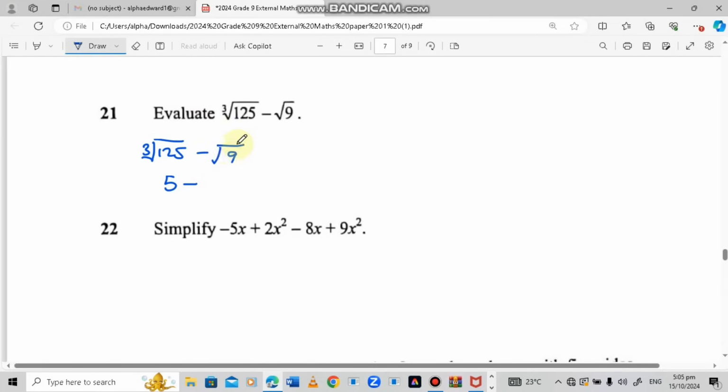Then minus the square root of 9. What is the square root? The square root is a number or a factor of this number that is inside here, such that if that number multiplies itself 2 times, you get back this number. So the square root of 9 is 3, because 3 times 3, you get back 9. 5 minus 3 is 2. So 2 is the answer here.